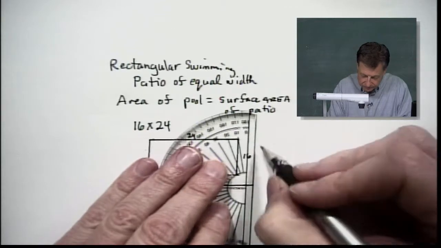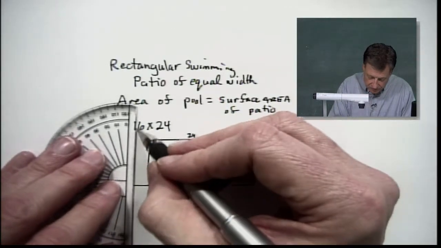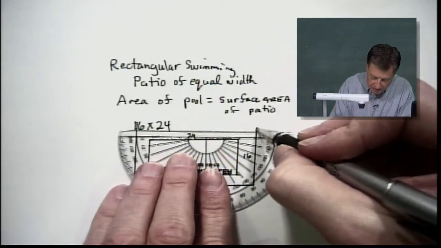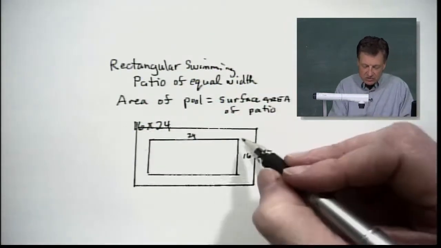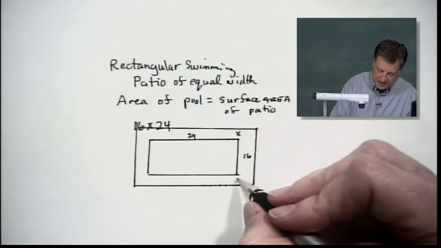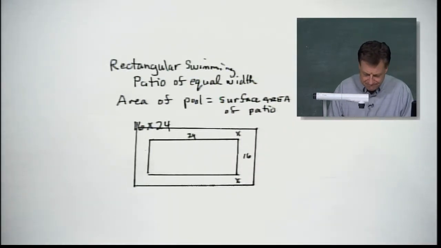You know what I'm going to do here? I'm going to run right through that, it looks like. You said it's equal width. I didn't do a good job of that, did I? But here we go. So this is like x and x, right? Because we do not know the width of it, right?